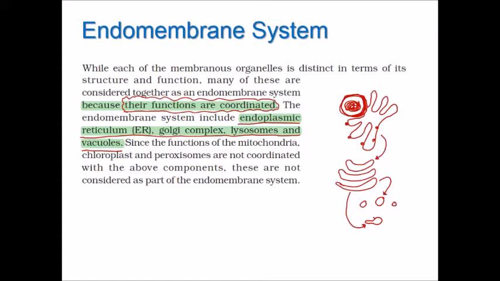Okay, so endomembrane system is a group of cell organelles whose functions are coordinated and they work in a systematic manner. ER, Golgi, lysosomes, and vacuoles, they are a part of endomembrane system. So in today's class, we'll be discussing in detail about the structure of these cell organelles. So let's start with the first one. The first one is ER or endoplasmic reticulum.